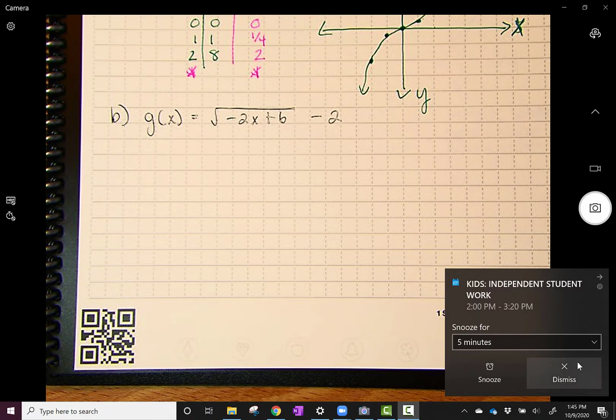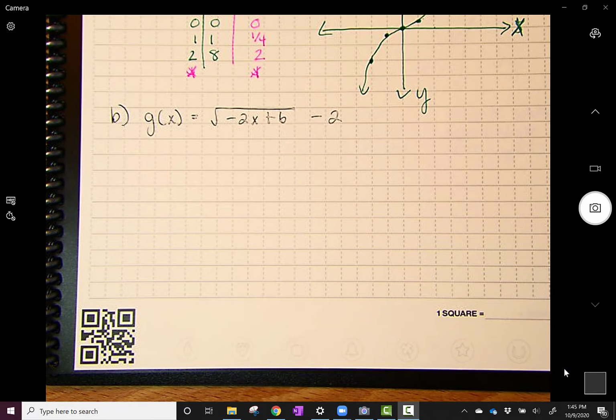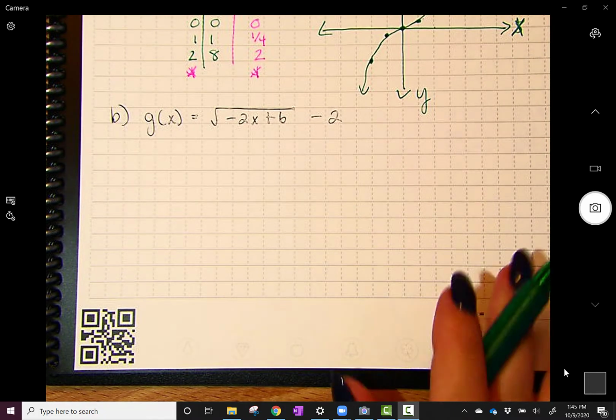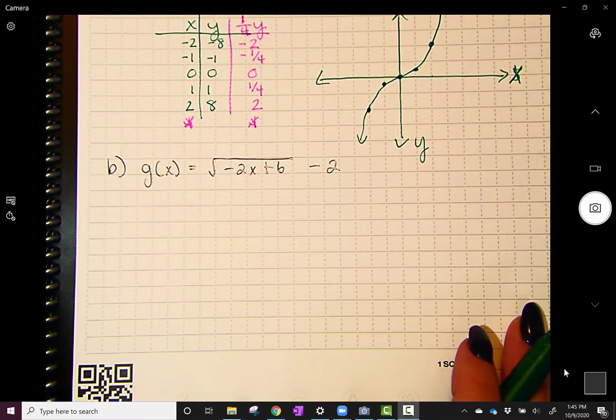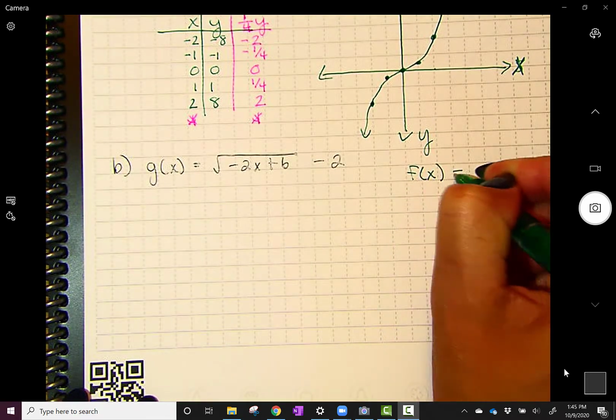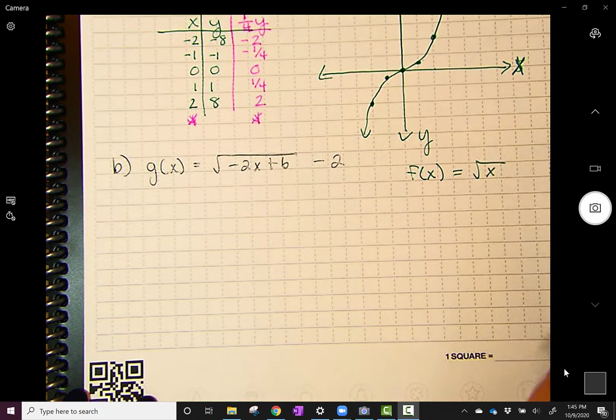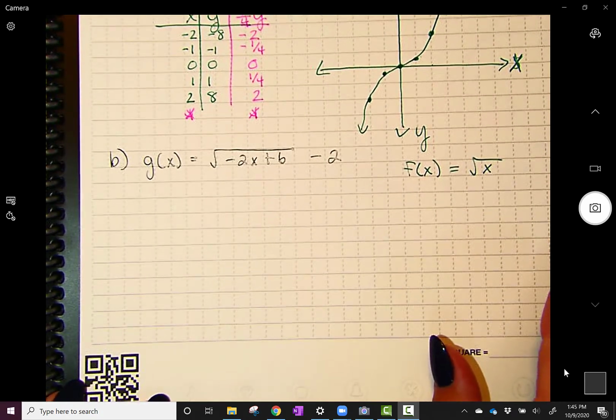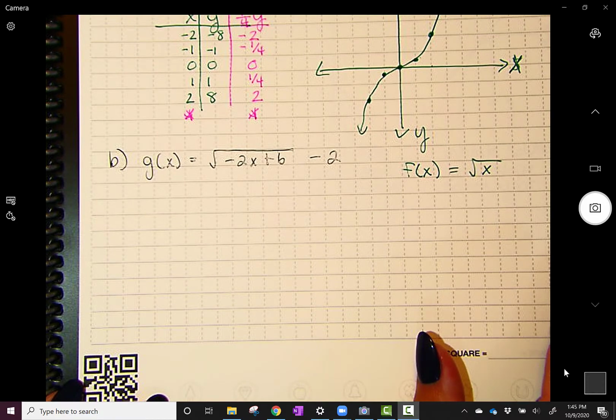In the next example, we're given g of x. We still have to find the parent function and list all the transformations. So the parent function is our square root. So I'm going to write f of x is the square root of x. And then I'm going to go through and find the transformations.